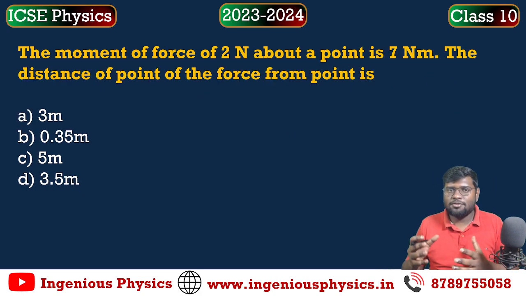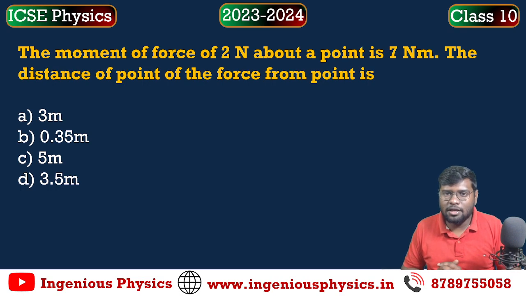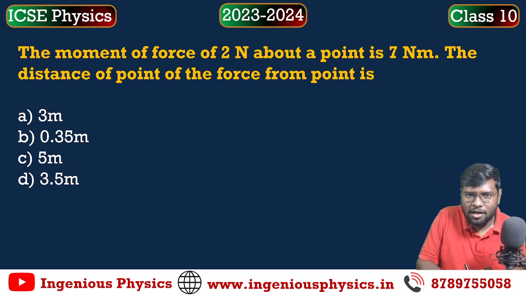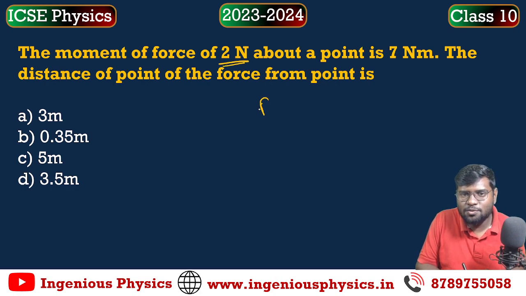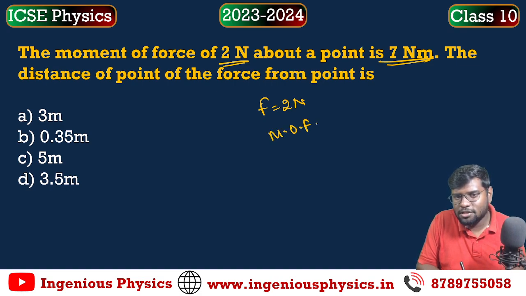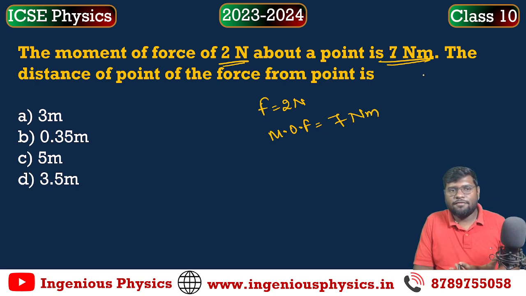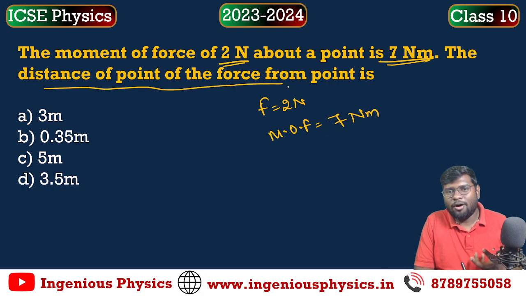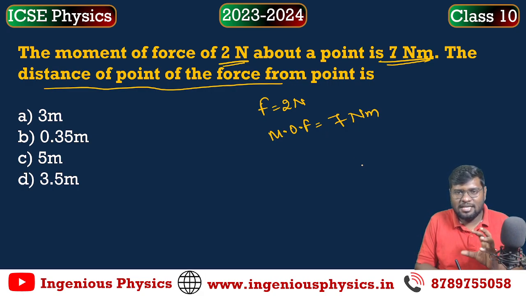The moment of force of 2 Newton about a point is 7 Newton meter. Don't ever get confused. What is written here? 2 Newton. So definitely it is force, 2 Newton. What is the moment of force? I'm writing here like this. Moment of force, this is 7 Newton meter. What we have to find? The distance of the point of the force from the point. We have to find basically the value of R.